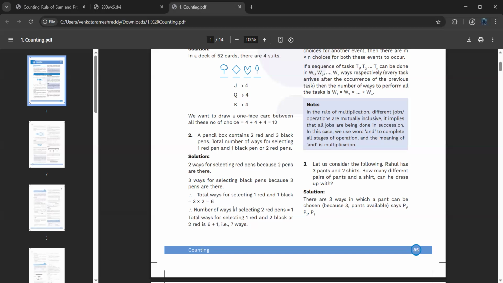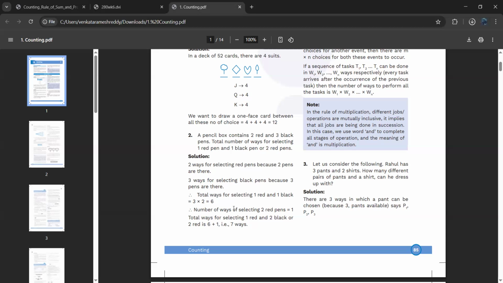So the number of ways of selecting two red pens means one way only, because we have only two red pens. Out of two red pens, how many ways are there to choose two red pens? We have only one way. Suppose if we had three red pens, then there would be a possibility. But there are only two pens here. Out of two red pens, we have to select two red pens. It means there is only one way.